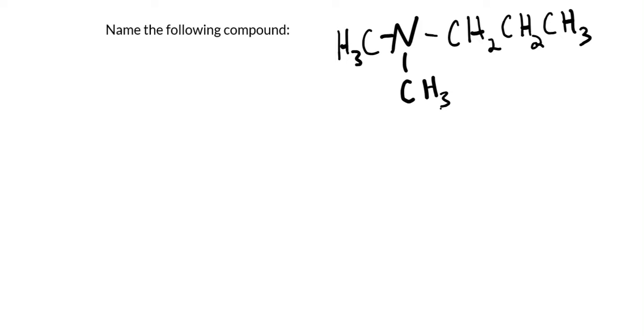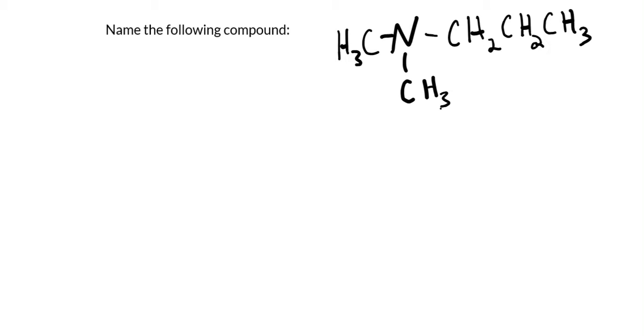So we have three groups off of that nitrogen, three carbon groups that is, two methyl groups, one to the left and one down below. And we also happen to have a propyl group, N-propyl group technically. So there it is right off to the right. So we're dealing with three different substituents on that nitrogen. Two happen to be the same, and one is different there. So let's talk about naming.